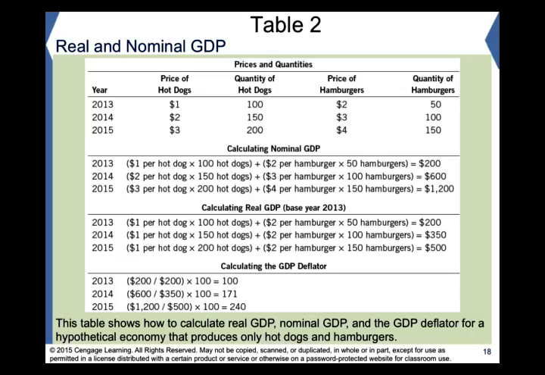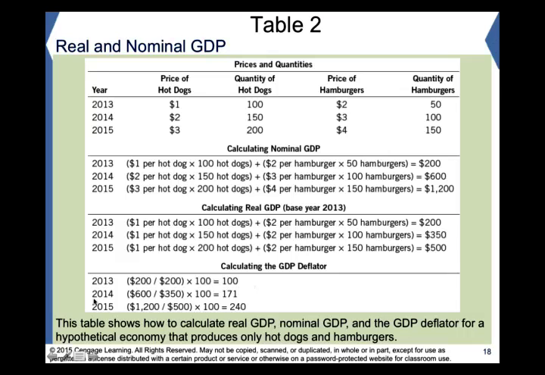So to calculate the GDP deflator, you take the nominal GDP in the numerator and the real GDP in the denominator, and then you multiply it by 100. That's how you get the GDP deflator. For the base year, the real and the nominal GDP are the same. So we have 200 in the numerator and 200 in the denominator, and our GDP deflator for the base year is going to be 100.